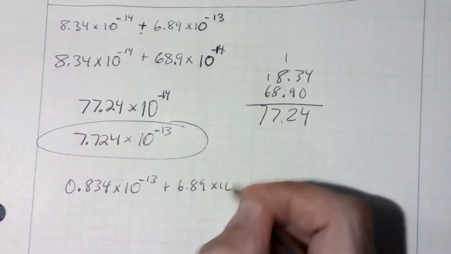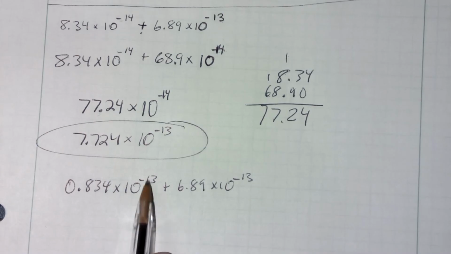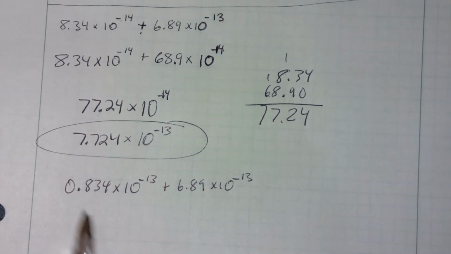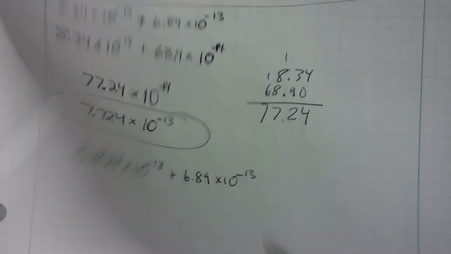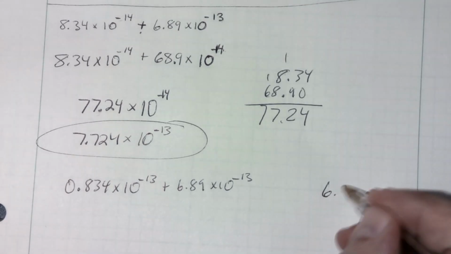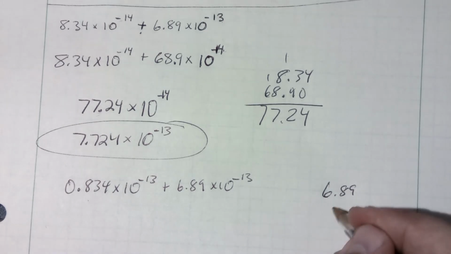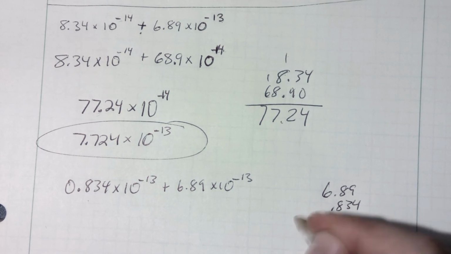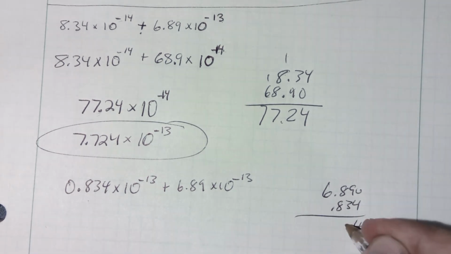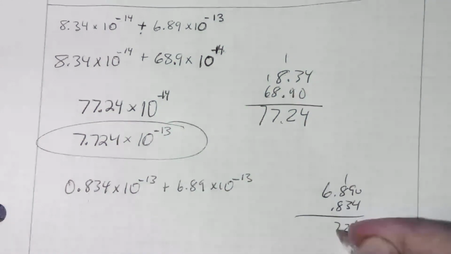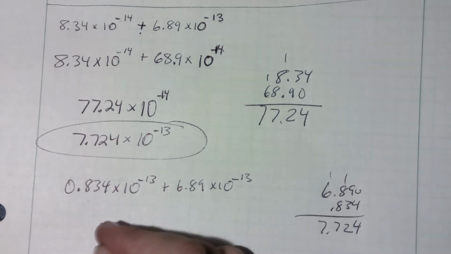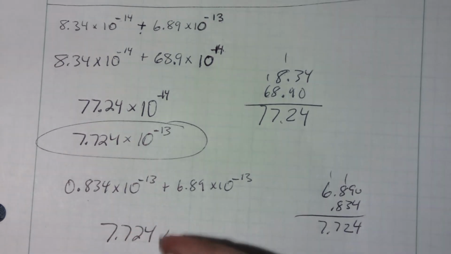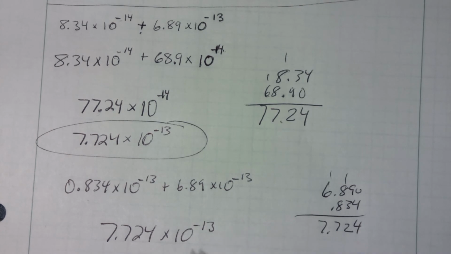6.89 times 10 to the negative 13. Now I have the same exponent, and the decimals are going to be right. So when I add the 6.89 to the 0.834, I'm going to get the 4, the 12, 16, 17, 7.724 times 10 to the negative 13. So now the decimal place is in the right spot.